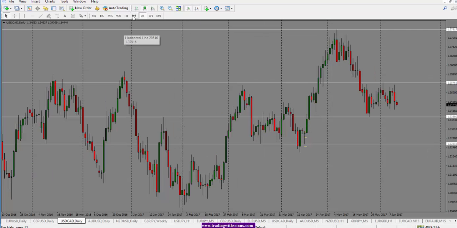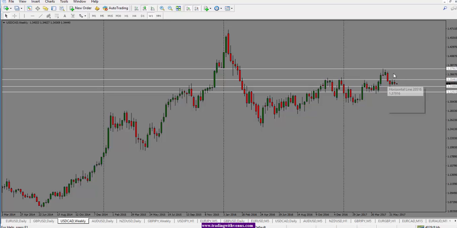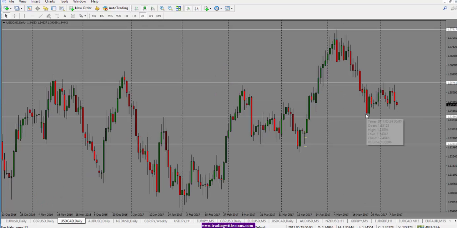Dollar CAD here, we have seen price trade within this range for the last 3 weeks. Now we are looking for price to move towards the bottom of the range. We have seen the rejection from the top of the range here. The top is the 135.50 level and the bottom of the range is 133.80. So we are looking for price to move back lower here towards the bottom of the range.